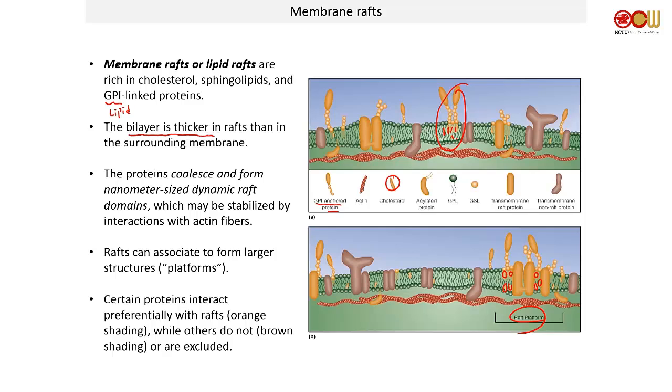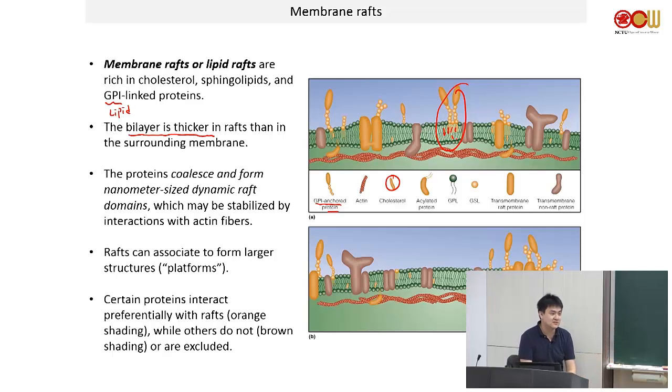What we see is that certain proteins interact preferentially with the rafts, and some other proteins do not. That just tells you that these things exist. I don't know what it's for. I'm just kidding, I know what it's for. But if you're interested, we can talk about that later. All right.